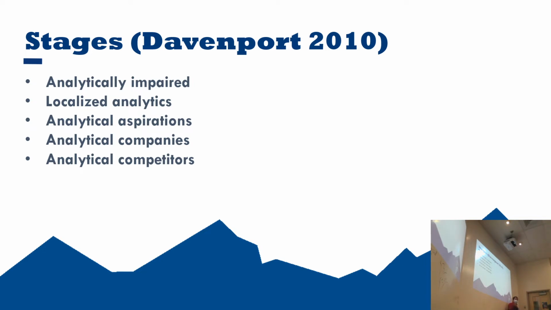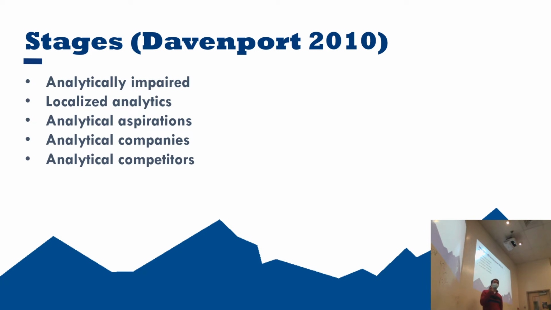Next, you have analytical aspirations. Analytical aspirations are going to come from the top management team, specifically the C-level team, wanting to implement analytics throughout the organization. They haven't yet done so, but they want to. Once they actually implement them, they become an analytical company. That's a company that uses analytics throughout their organization.